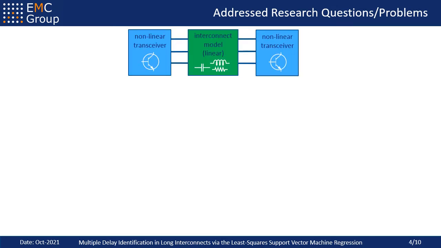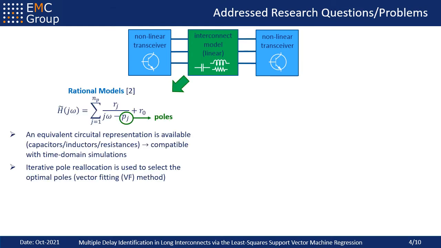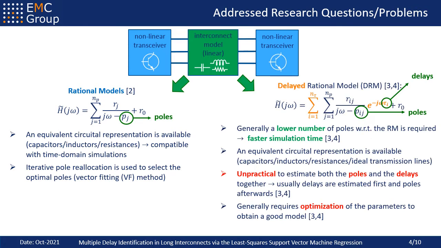The usual way to model the interconnect is via rational models, which is a linear expansion of rational bases with poles and which have an equivalent circuit made of capacitors, inductors, and resistors, and thus compatible with transient simulations. However, for long interconnects, these models have a large number of poles, slowing down the simulations. A way to reduce the number of poles is to use instead delay rational models, which is similar but considers explicitly the delay of the interconnect.